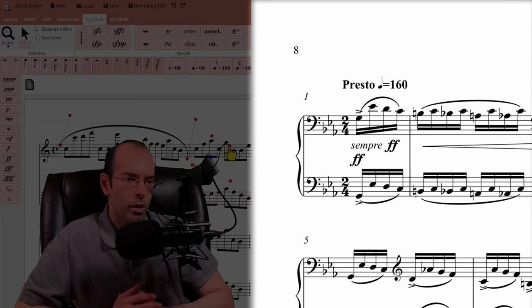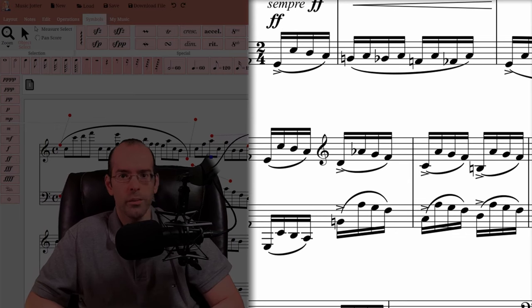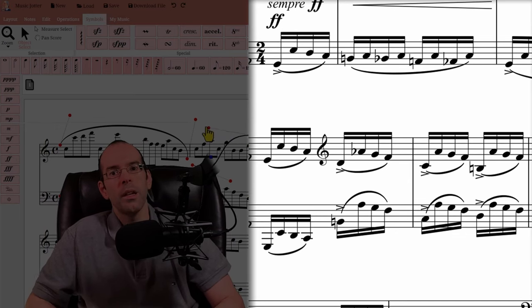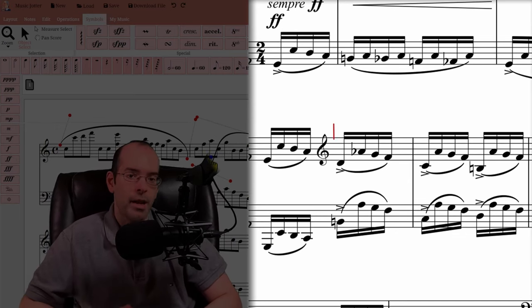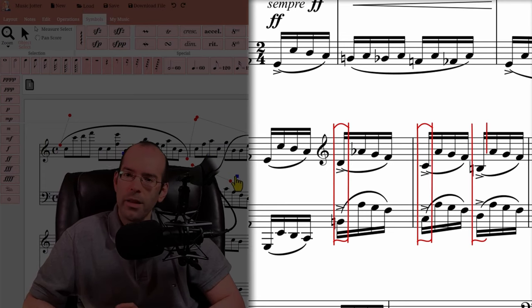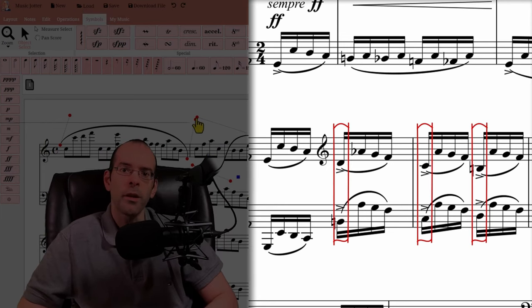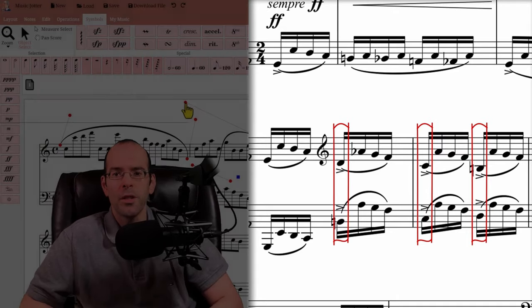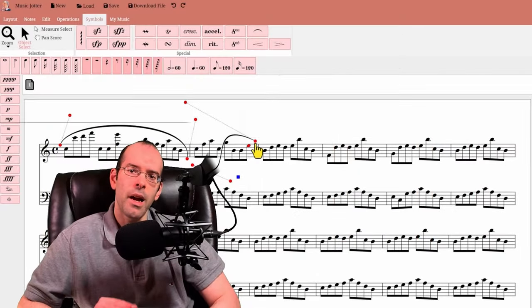And the first thing that I want to point out are these groups of fours. If you look closely, each group starts with an accented note. And the accented note combined with the slur really brings emphasis to each group. So let's see how that sounds.